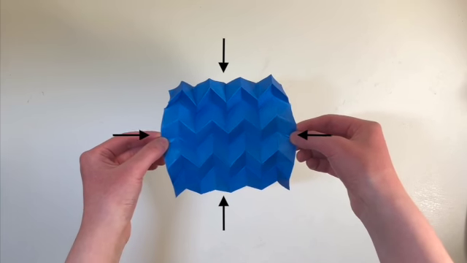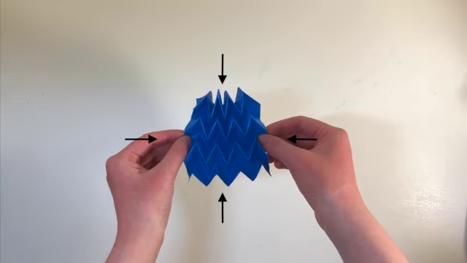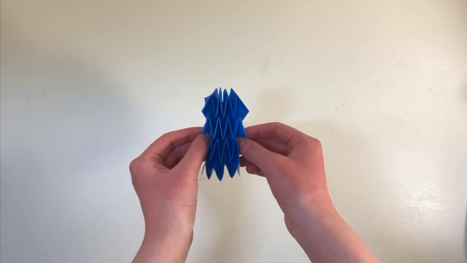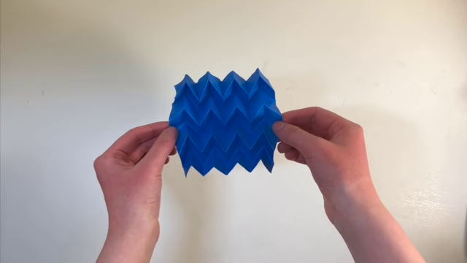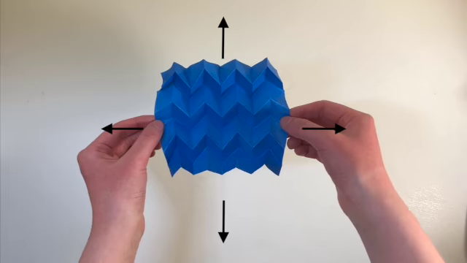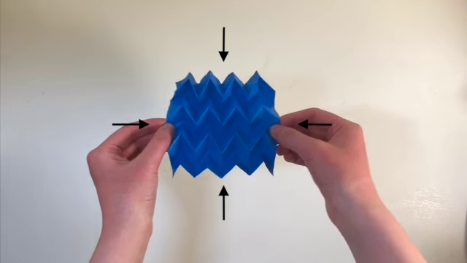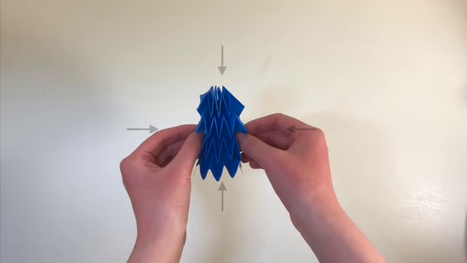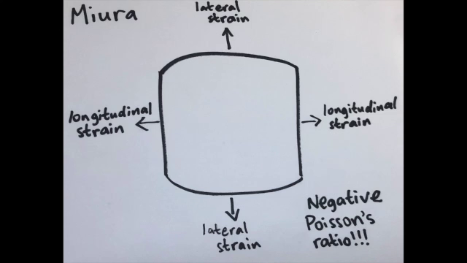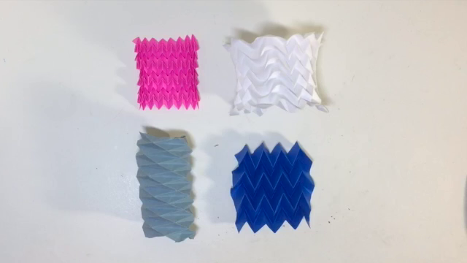And let's try squishing it along the longitudinal axis. It squishes laterally too. This defies the Poisson effect since it expands in both directions at the same time and also compresses in both directions at the same time. Because the Miura pattern has longitudinal and lateral strains in the same direction, it has a negative Poisson's ratio.